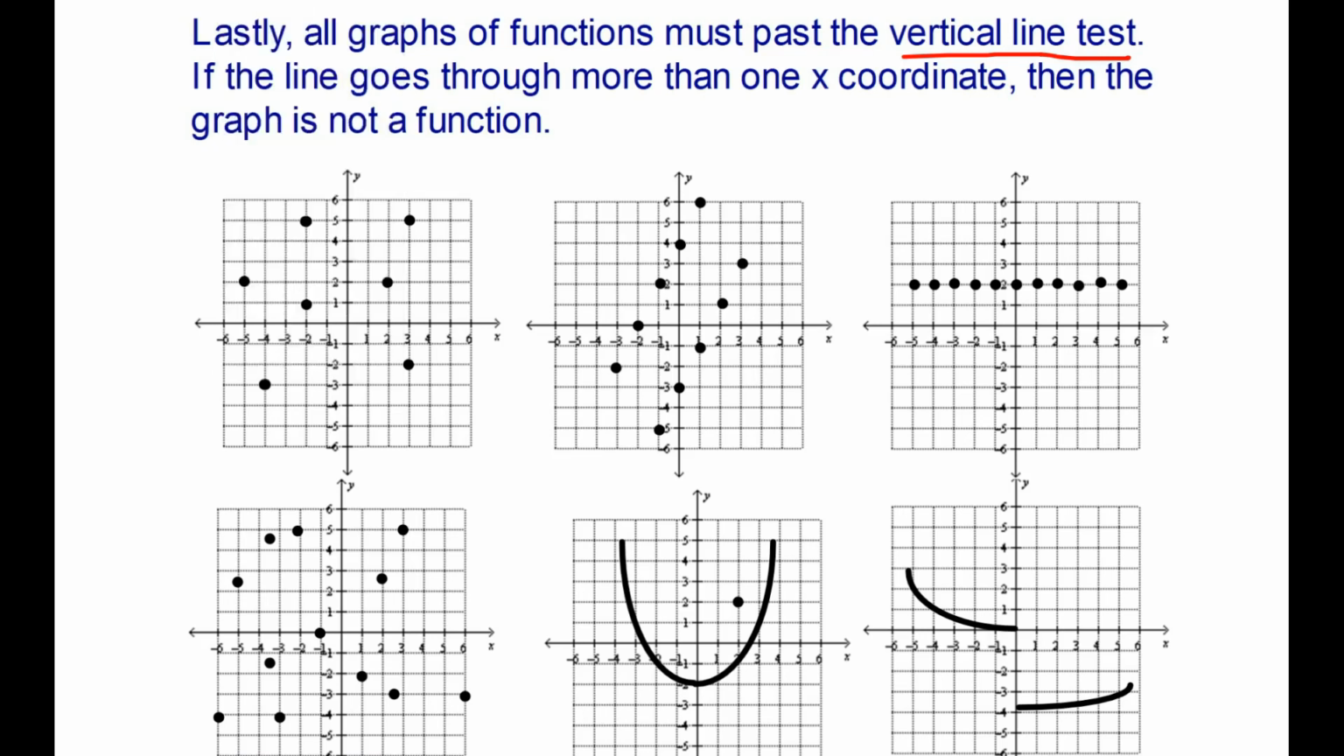All right, great. Okay, so let's look. Vertical line test. If I make a vertical line here, wait a minute. 3, you're a cheater.